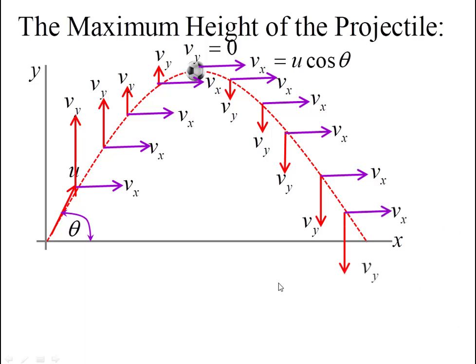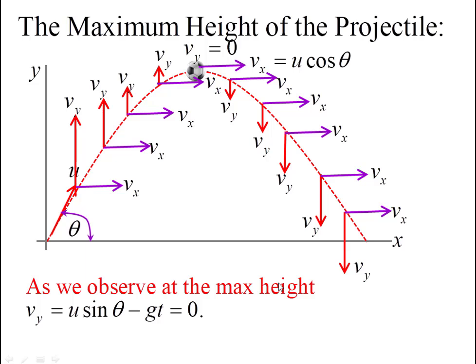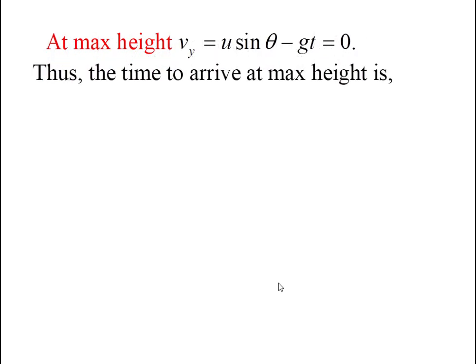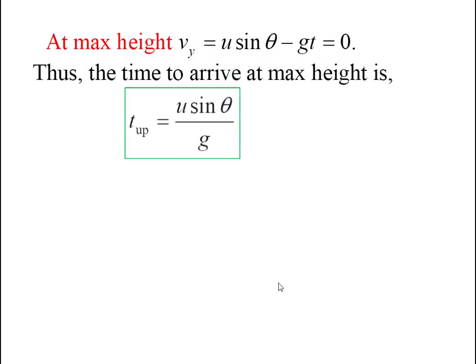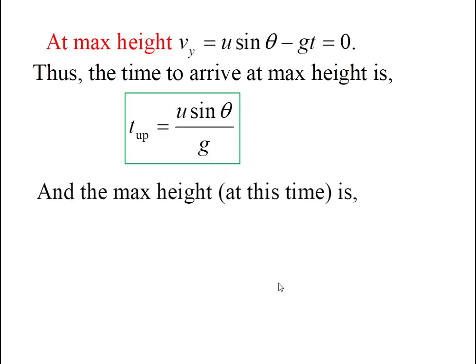Here is vx and vy. So as we observe, at the maximum height, vy is equal to u sine of theta minus gt, that is the y component of velocity, becomes 0 at the peak. This is very remarkable for us to achieve the maximum height, because vy equal to u sine theta minus gt is equal to 0. This is the time to arrive at the maximum height, which I will call t up, is equal to u sine of theta over g.